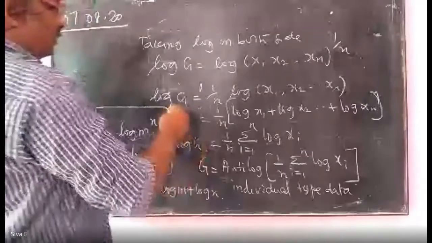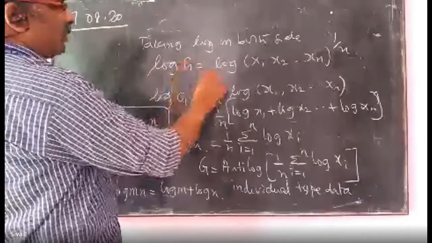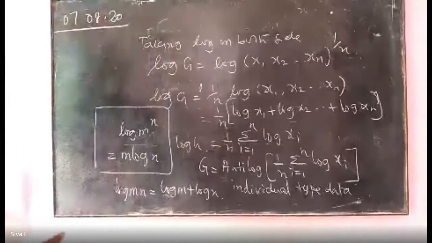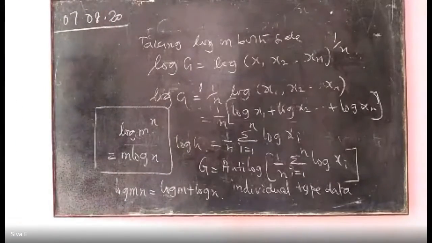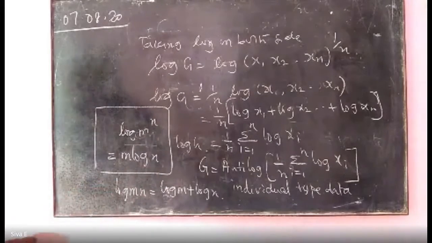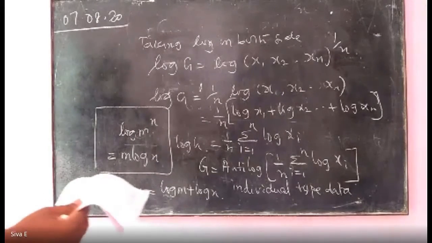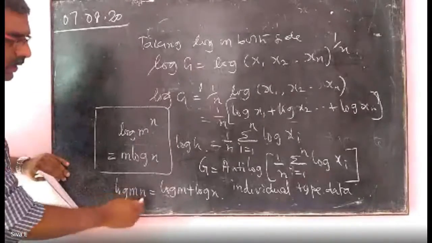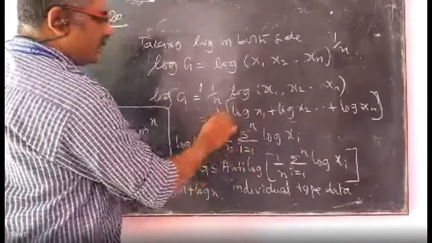What is the original formula? G equal to (x1, x2, ..., xn) power 1 by n. In case of the discrete case, you completed, no? So can you repeat the last part? The last part is log mn, using that here, this step.